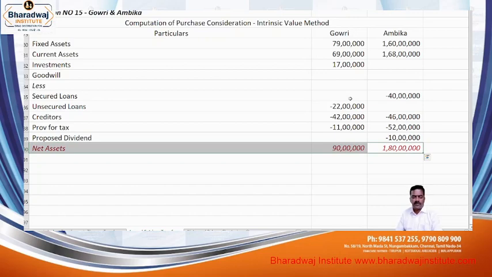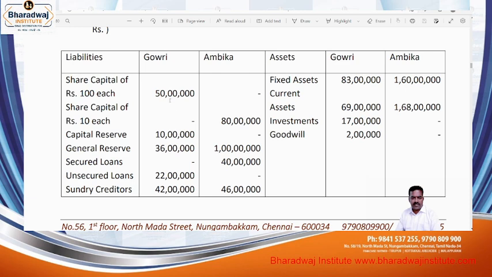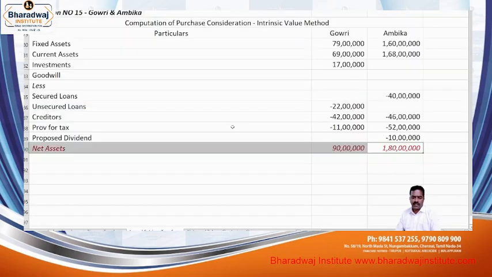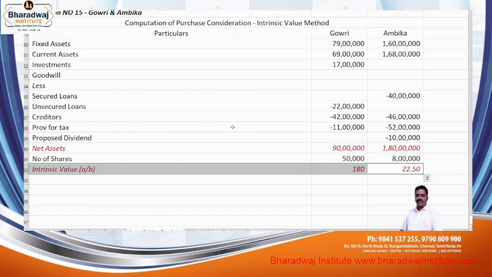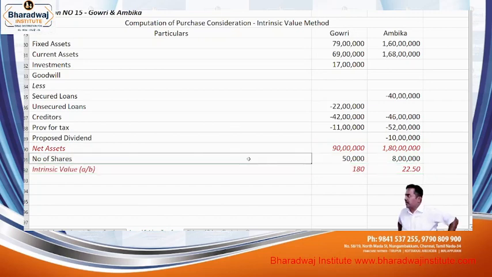That is divided by the number of shares. How many shares are there? This is 100 each. Please remember, the first one is 100 each. Which means how many shares? 50,000 shares. The other one is 8 lakh shares. 50,000 and 8 lakhs. This is your intrinsic value.